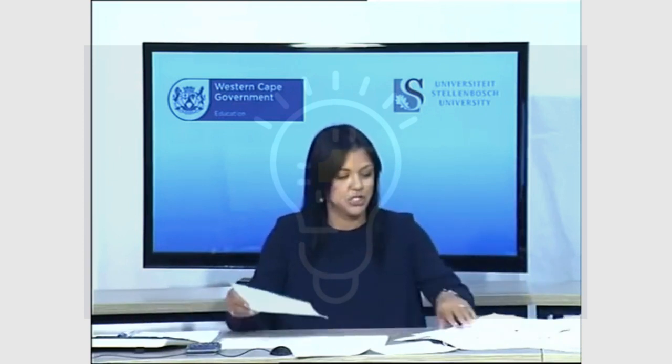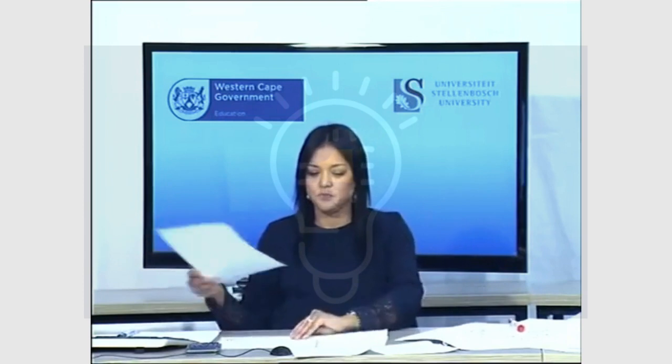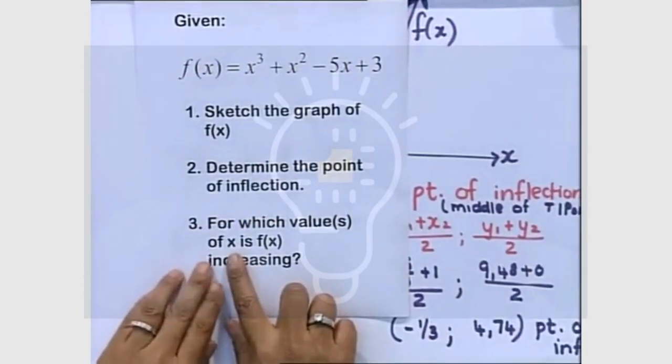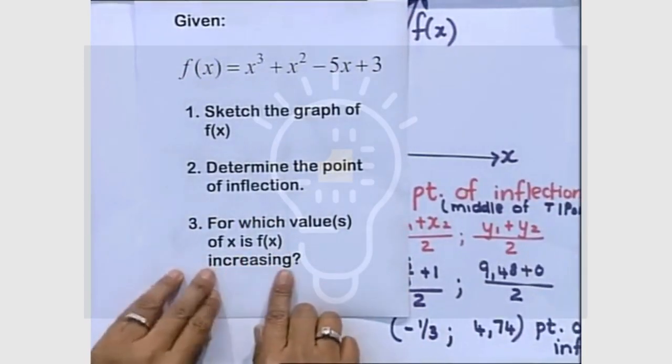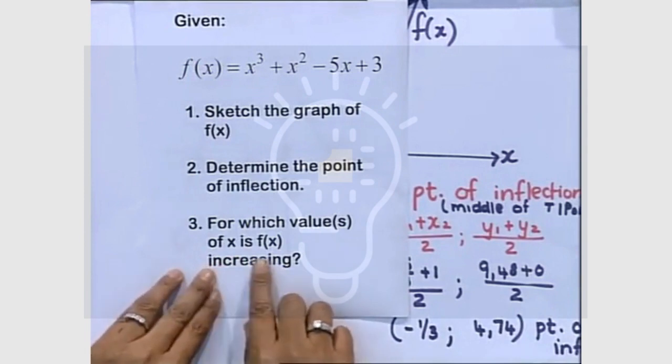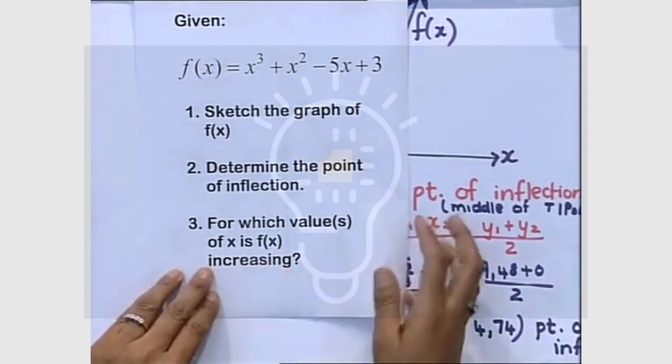So just work out your midpoint. Okay. The next question that I'm going to do, and I've just heard that we have 5 minutes left, and 5 minutes would be enough for me to answer this question, where they ask, for which values of x is f of x increasing? For which value of x is f of x increasing?